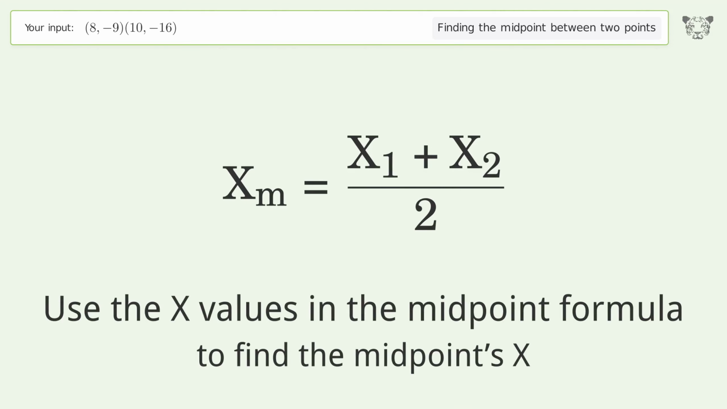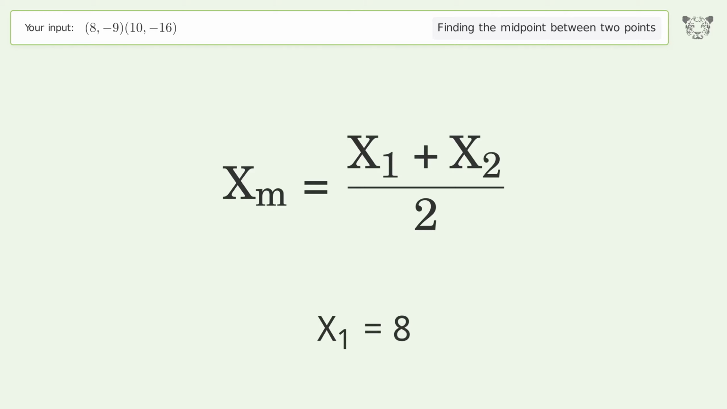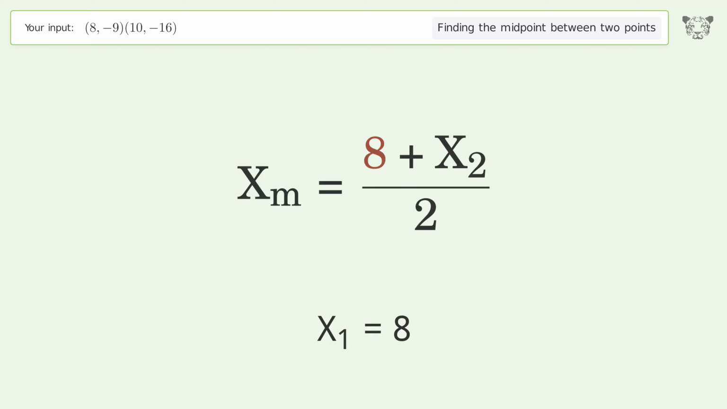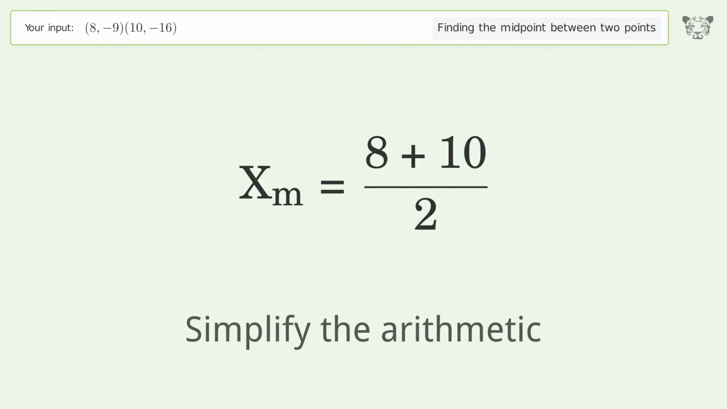Use the x values in the midpoint formula to find the midpoint's x. x1 equals 8. x2 equals 10. Simplify the arithmetic.